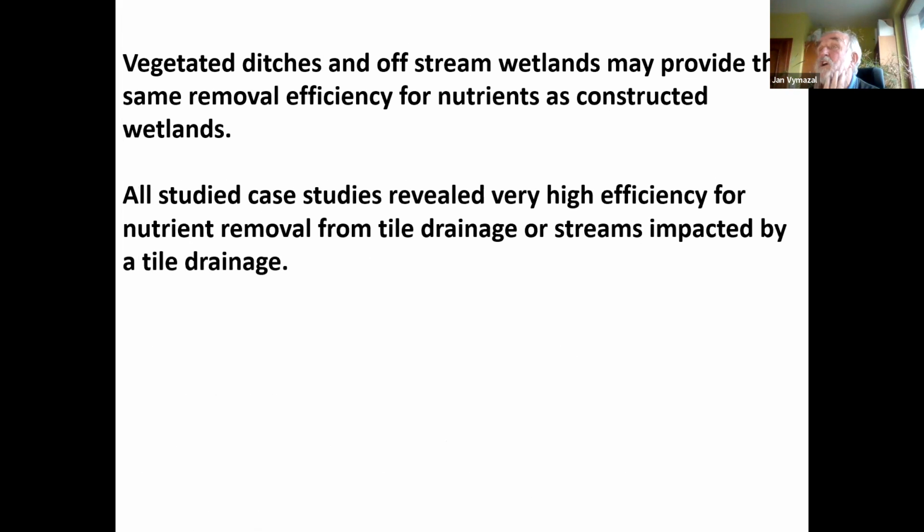I think that we also showed that relatively simple solutions like vegetated ditches or off-stream wetlands may provide a very similar treatment or removal efficiency as constructed wetlands for removal of nutrients. Because, for example, the vegetated ditches are actually very, very cheap to build. Of course, you can let them overgrow spontaneously, or you can plant some species there to increase the plant biomass, and it's relatively simple.